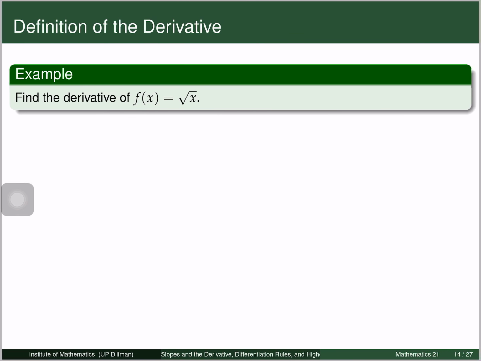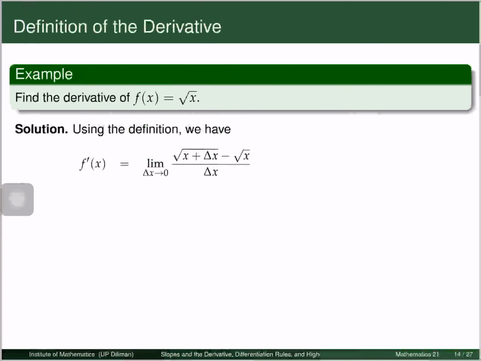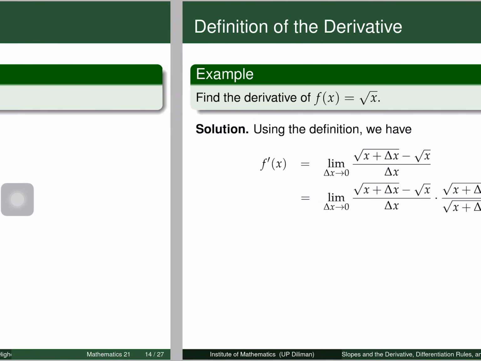As an exercise, let's find the derivative of f of x equal to square root of x. Now, we will use the formal definition. Later we will have other properties that we can use to get the derivative. So f prime of x is given by this limit: f of x plus delta x, which is the square root of x plus delta x, minus f of x, that is square root of x, over delta x.